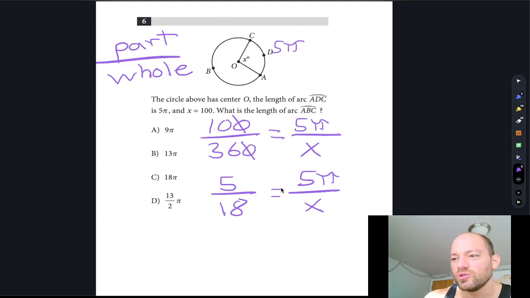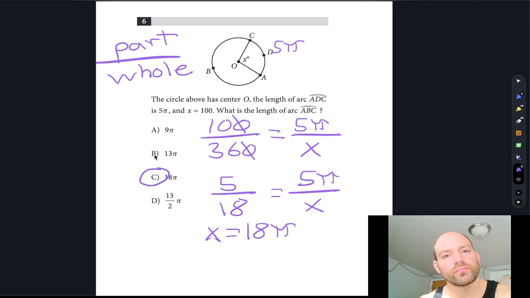Well, what would this have to be to make this whole thing be true? I mean, look, these numerators are almost the same, right? 5 and 5 pi. So if this one's 18, then this one's got to be 18 pi. And it looks like that's C, right? So we're done. No. No, we're not done.